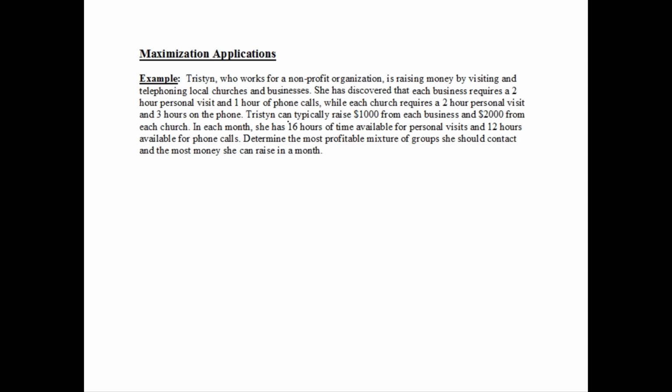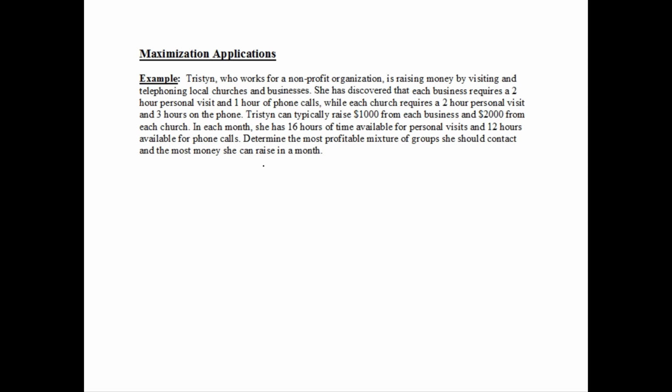Typically, she can raise about $1,000 from each business and $2,000 from each church. In a month, she has 16 hours of time available for personal visits and 12 hours for phone calls. Determine the most profitable mixture of groups she should contact and the most money that she can raise in a month. So the first thing that we need to do is write the model.